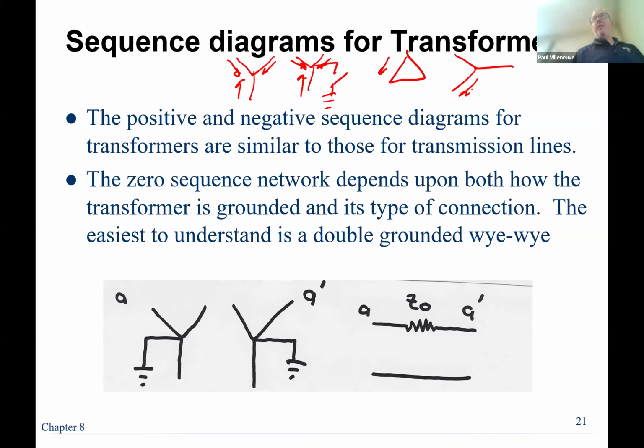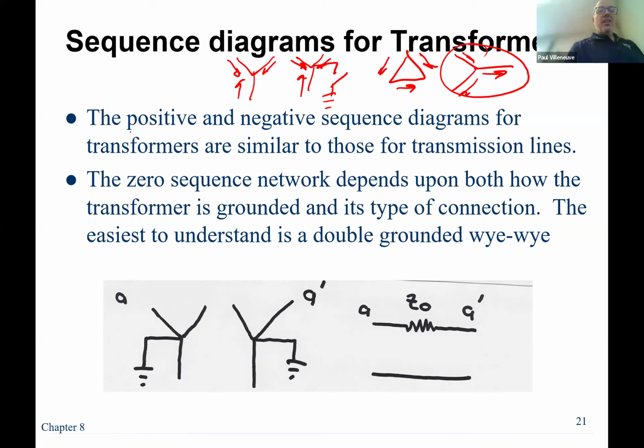That current here has to flow here. This current has to flow here. And this current has to flow there. So notice on the delta, there's no neutral connection. But on the Y, there is a neutral connection. But the currents can still flow, right? You can see that those currents are balanced. They're going to always sum to 0 at the neutral connection.